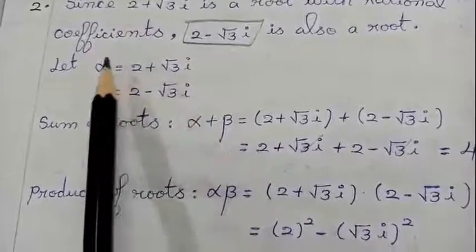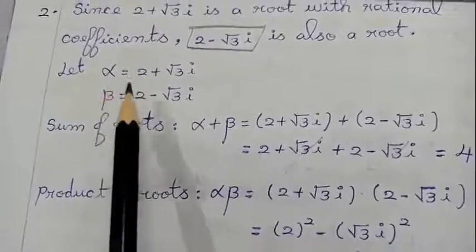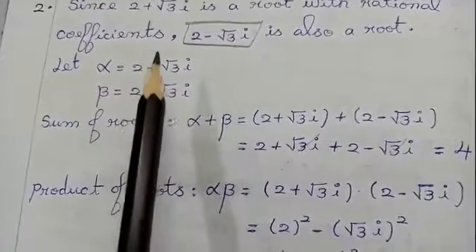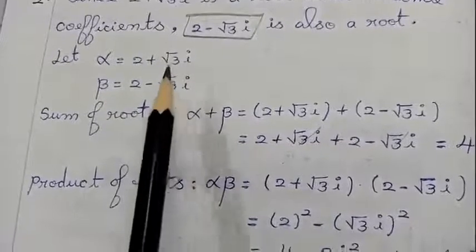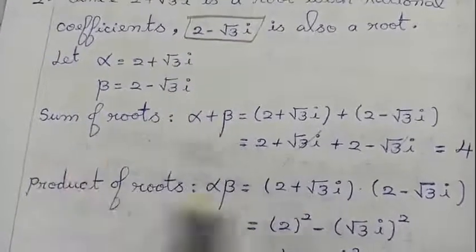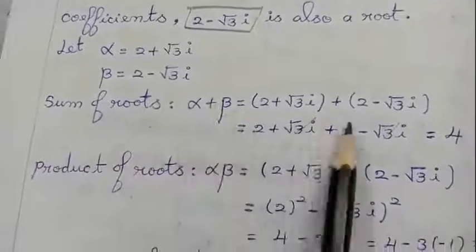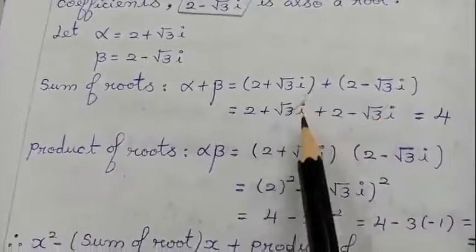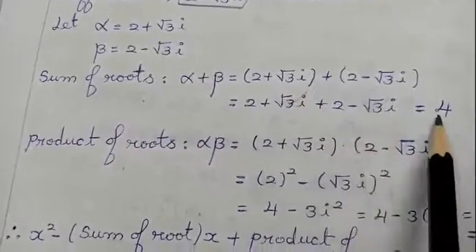Now let alpha be 2 plus root 3i and beta be 2 minus root 3i. Even if I interchange alpha and beta, it is not going to be a problem. Since I have only two roots, I'm going to get a quadratic equation, degree 2. Sum of roots: you add these two values, the imaginary part will get cancelled, and you will get the answer as 4.